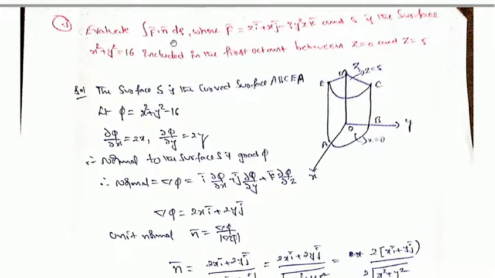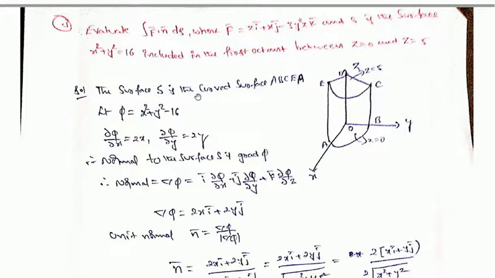Evaluate the integral over S of f bar dot n bar dS, where f bar is z i bar plus x j bar minus 3y square z k bar, and S is the surface x square plus y square equal to 16 included in the first octant between z equal to 0 and z equal to 5. This is the cylinder surface.